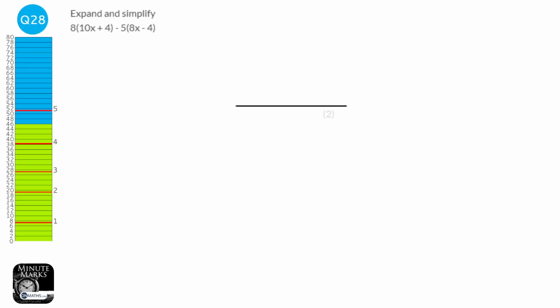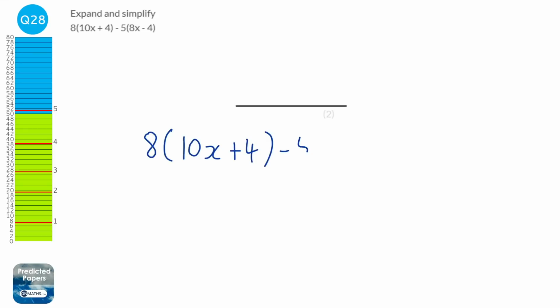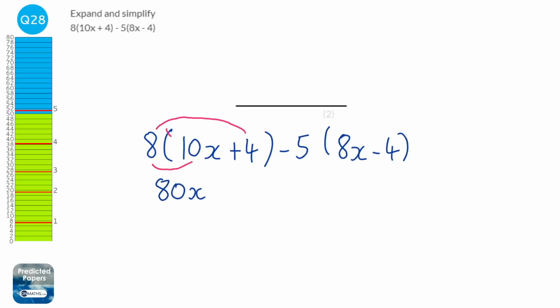I'm just going to write the question out, so we've got a little bit bigger writing to play with here. And it doesn't actually matter which method you expand these brackets with. I'm going to use Smiles and Rainbows, so we multiply the 8 by the 10x, which will make 80x, and multiply the 8 by the 4, which will make 32.